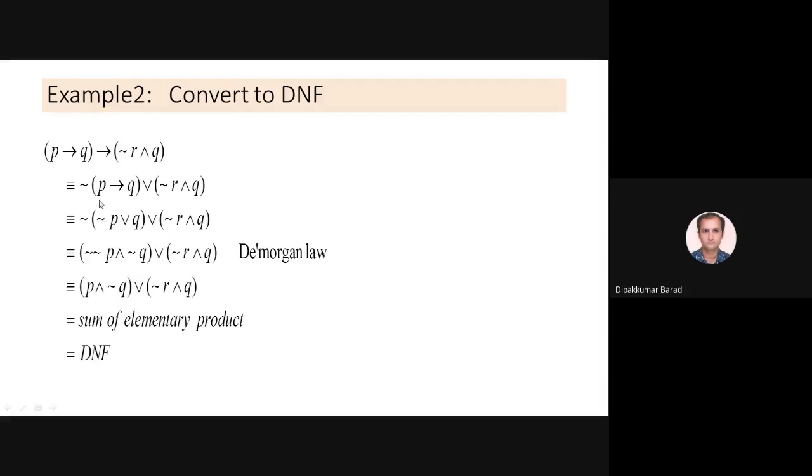Again, see this is okay. This is correct, fine. So P and not Q, or not R and Q. Now this is the elementary product, and a sum of elementary products. So we call it DNF. So this one is correct.